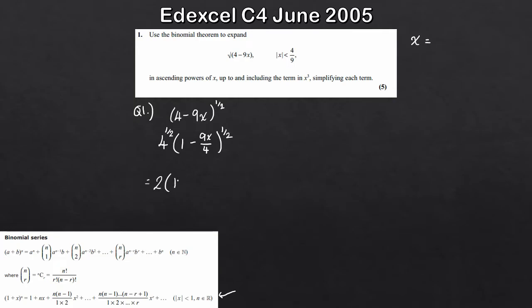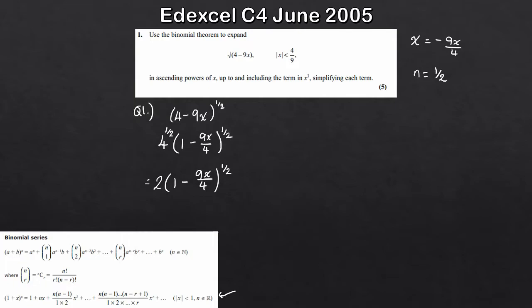My full expression here is 2 times 1 minus 9x over 4 to the power of a half. Okay. So, now I've got it in the correct form. Now we can write down what x is. So x is minus 9x over 4. And my n is just half still. Okay, so we don't do anything with that, just the power of a half.